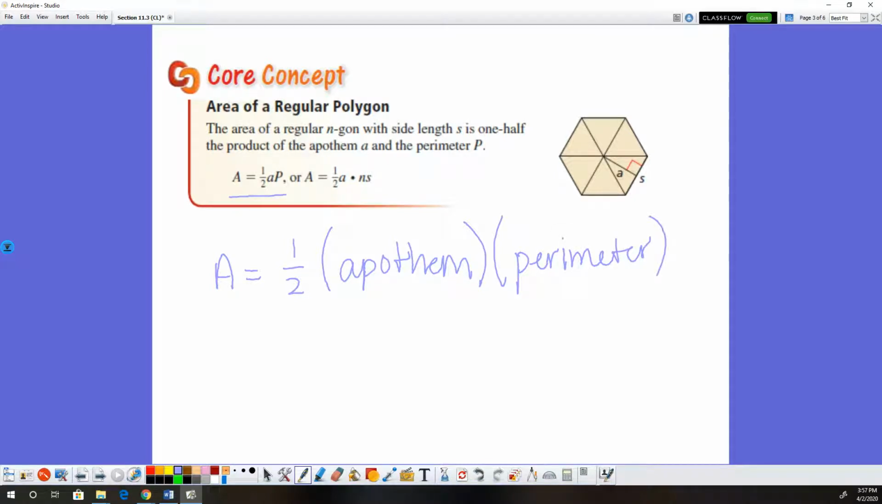Okay, so it is important to know what the apothem is. So 1/2 apothem times perimeter. Now that works for any regular polygon, whether it be a pentagon, an octagon, a hexagon, a nonagon, a dodecagon, a 58-gon, a 117-gon. It doesn't matter. Any regular polygon can be found using this formula. It has to be a regular polygon. Okay, it only works for regular polygons. If it's not regular, you cannot use this formula, and chances are you're going to have to work a whole lot harder to find that area.